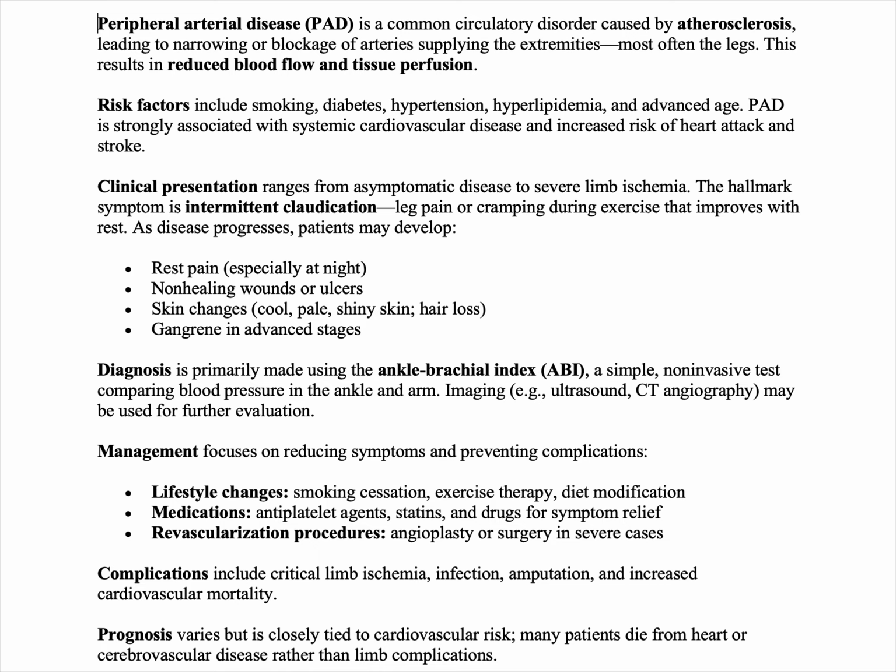And again, this is all very closely tied to systemic cardiovascular disease. So if you have a patient with a history of strokes and heart attacks and they have that leg pain, that should always be in the back of your mind. And of course, we will be looking for the ABI or the ankle brachial index as kind of that hallmark of diagnosis.